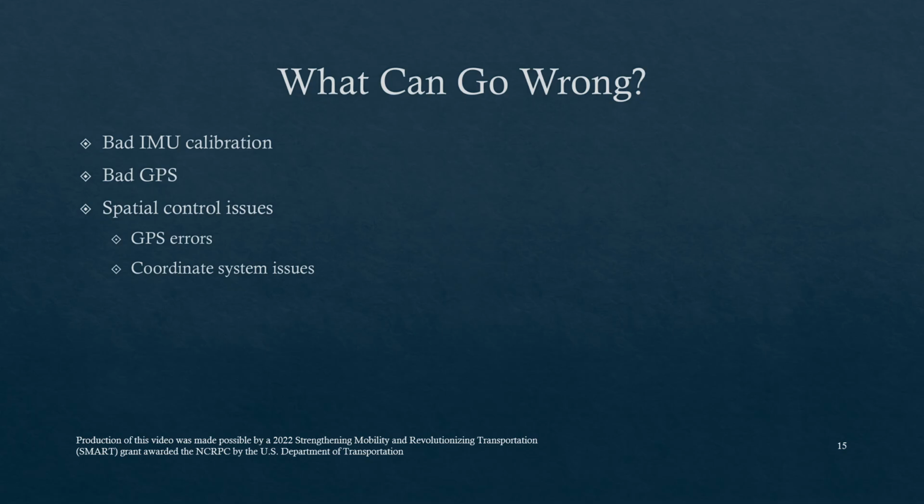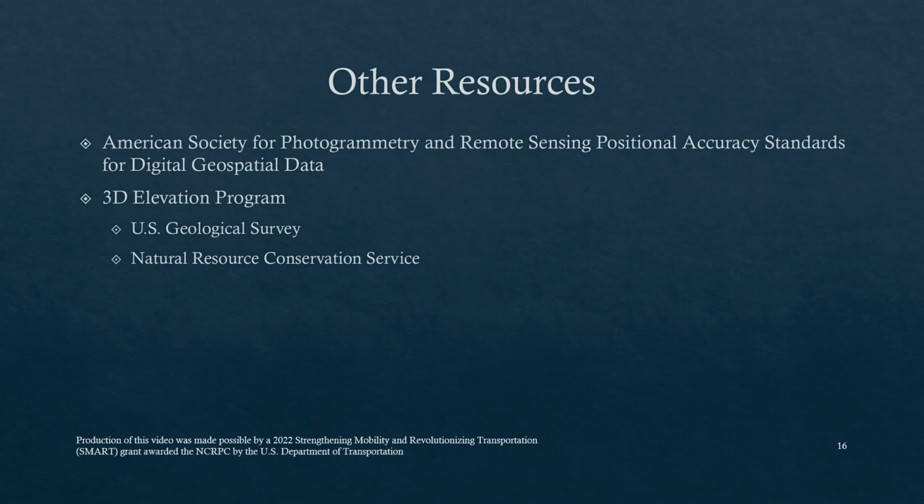What can go wrong? Again, you've heard me say this, bad IMU calibration is most typical, bad GPS, or lacking that proper correction to your base station or in-trip connection, and then having spatial control issues. I've seen GPS errors or confusion over coordinate systems. So it's important to be thinking of that.